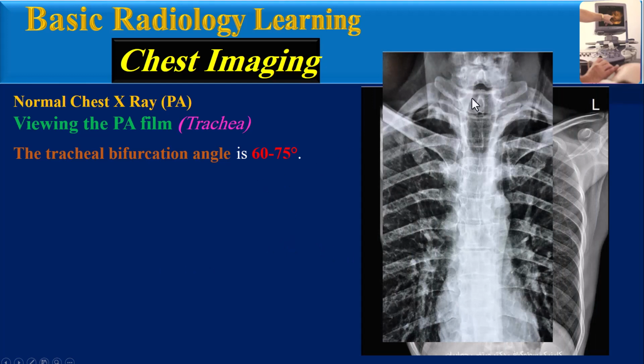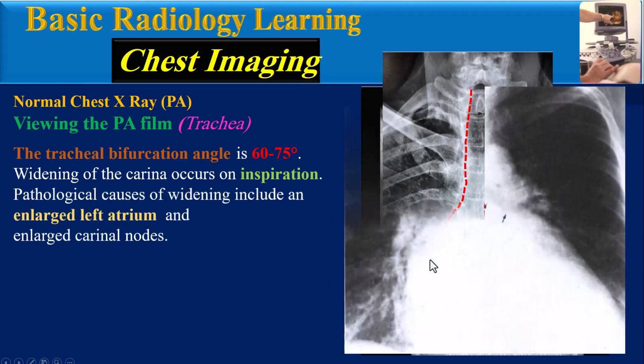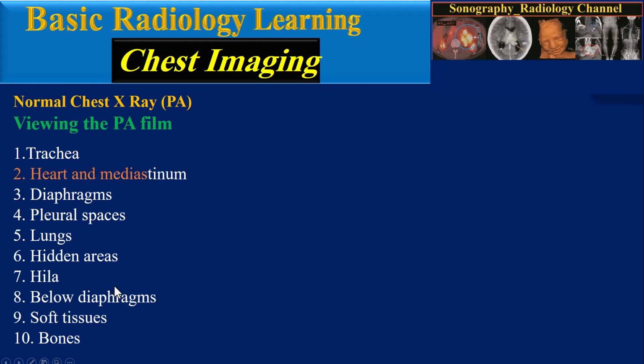We can see here the right side of the trachea and right main bronchus, the left side and left main bronchus, and here is the tracheal bifurcation angle, known as the carina, which is about 60 to 75 degrees. Widening of the carina occurs in inspiration. Pathological causes of widening include an enlarged left atrium and enlarged carinal nodes. In this image, we can see an elevated left main bronchus and widened carina because the patient has mitral valve disease and an enlarged left atrium.